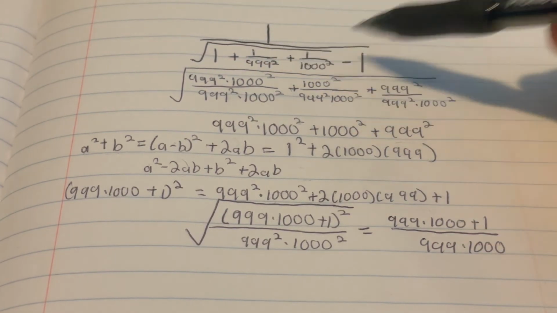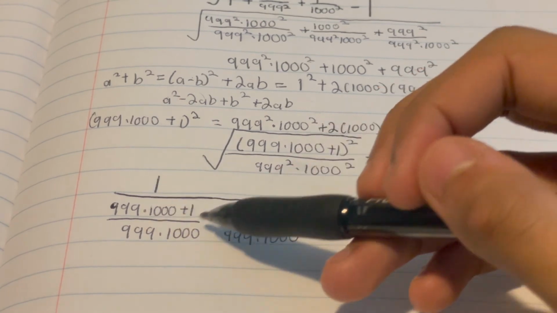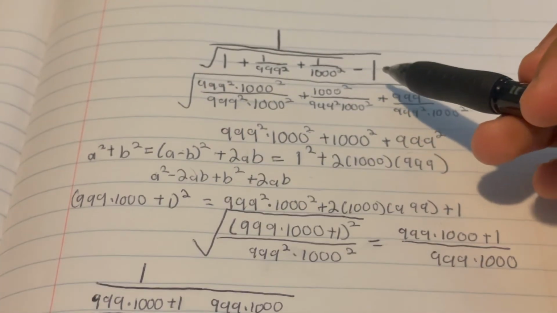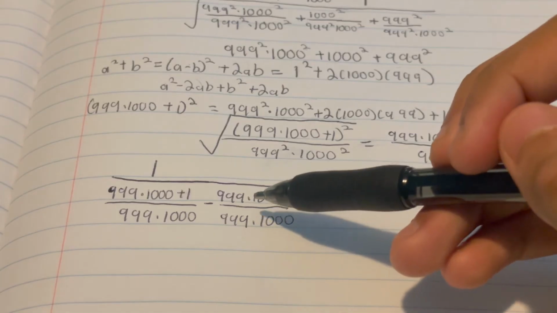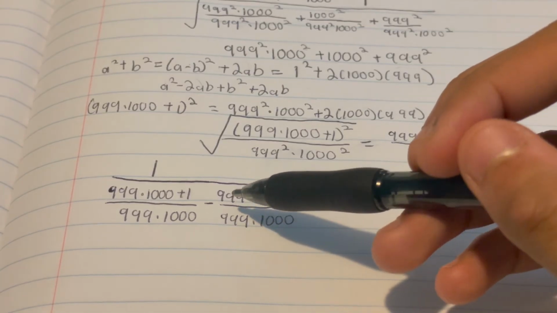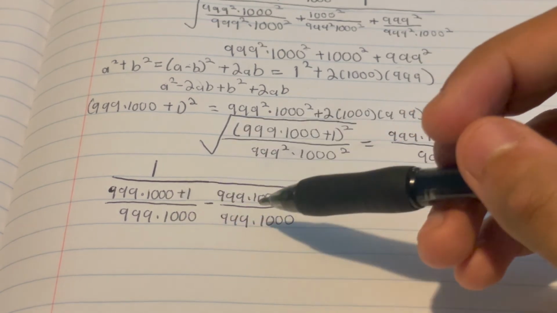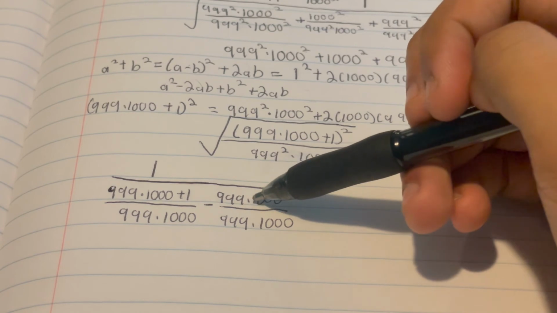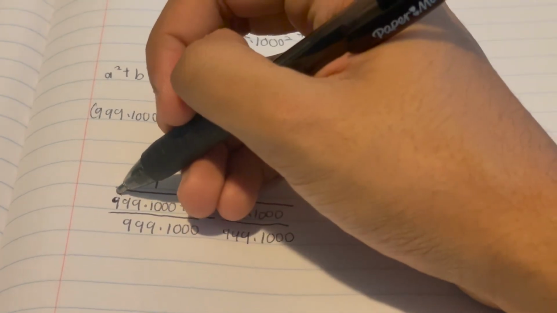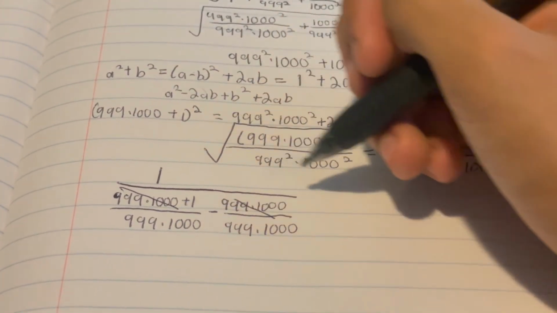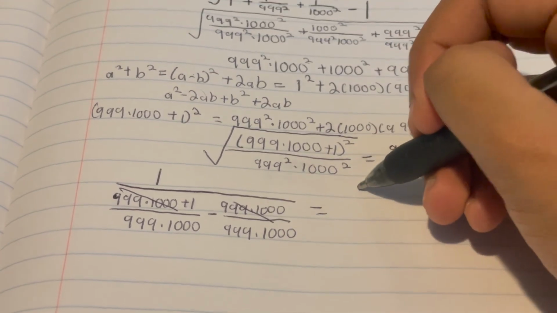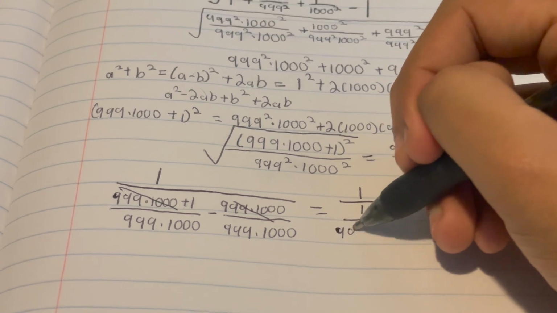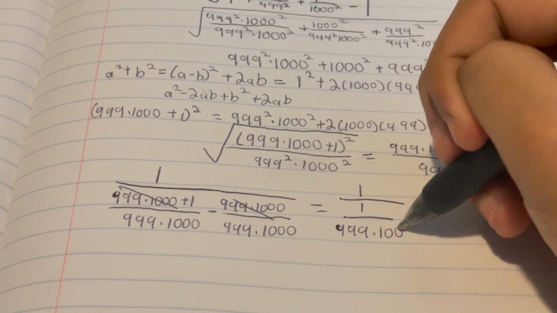Let's rewrite this whole term again. So now we have 1 divided by this term, which we just found, minus 1, as we can see in the original expression right here. But the 1 was changed to this form right here so that it can combine with this fraction. There is a 999 times 1,000 in this part and a 999 times 1,000 in this part. So when you combine the two fractions, these terms go away. Now you're left with 1 divided by just 1 divided by 999 times 1,000.